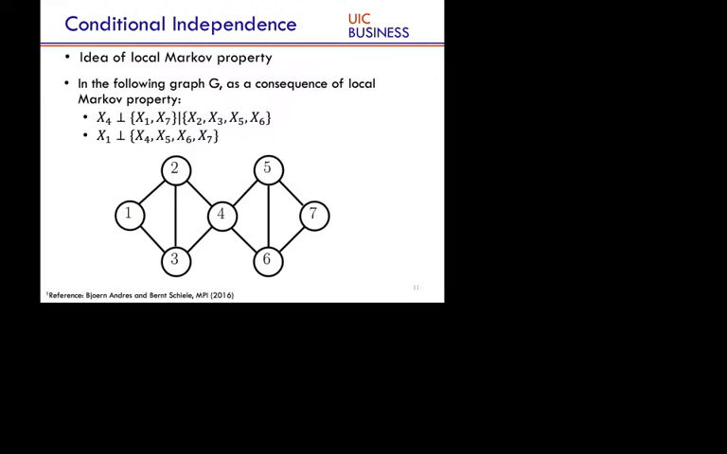Similarly, given x2 and x3, x1 is conditionally independent of x4, 5, 6, and 7. Okay, is this local Markov property clear? Are you able to understand the difference between global and local Markov properties? Global is about sets, and local is about a particular node, its neighbors, and the rest of the graph.